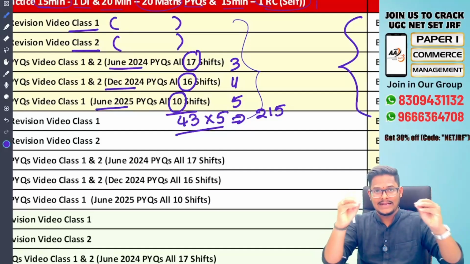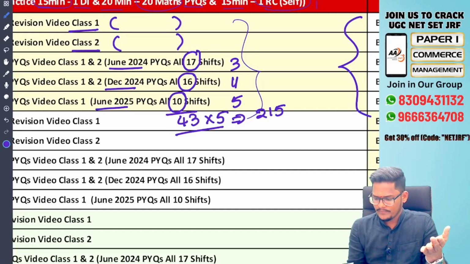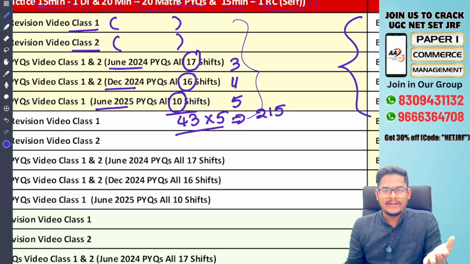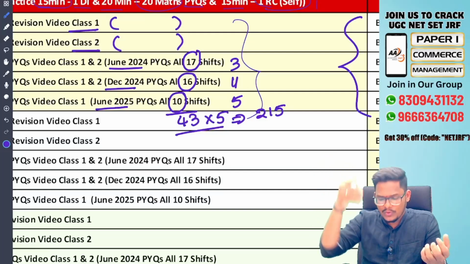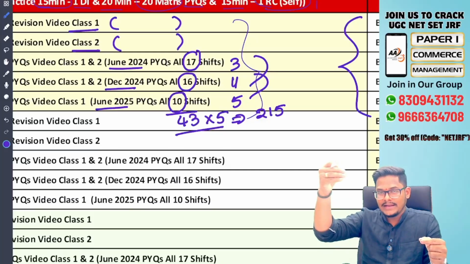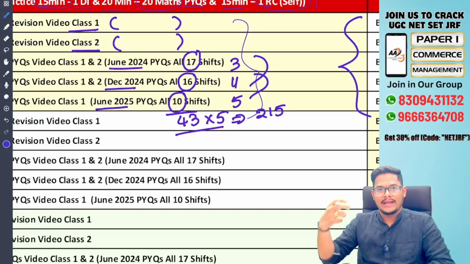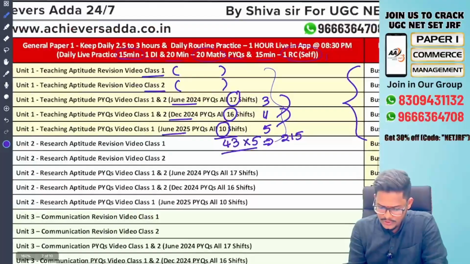Thoroughly, if you get any new topic, make a note immediately, in a single line in your notebook. And while solving these questions, you can get an idea of how the trend moved from June 24 to December 24 and December 24 to June 25, how the questions were asked in teaching aptitude, and from which topic more questions are concentrated.